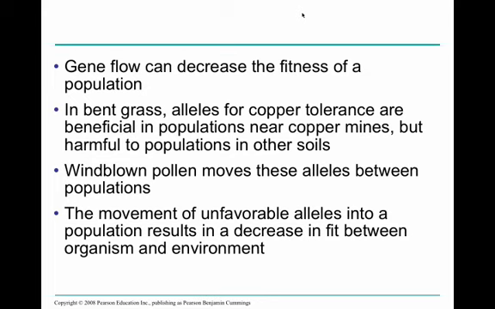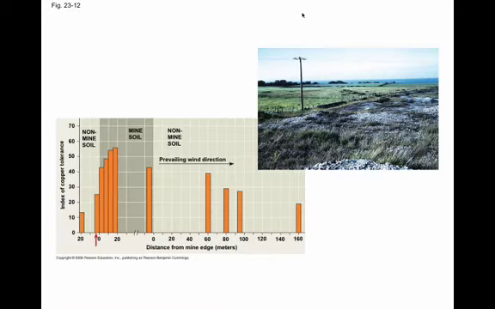So the movement of unfavorable alleles into a population results in a decrease of fit between the organisms and the environment. So looking at this diagram, if you look to the far left, you see that when you look at the direction of the wind, which is flowing from left to right, some non-mine soil alleles get blown to the locations where the mine soil, the high copper content soil is, and alleles from those individuals that live in the mine soil, their alleles blow onto other areas that don't have mine soil.